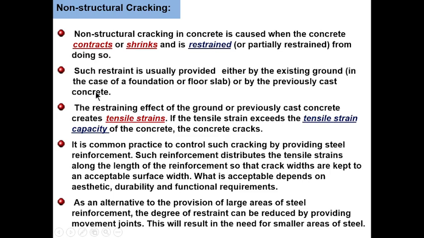So if you have a concrete wall that is already hardened and you are casting more concrete against it, the hardened wall cannot move. So when the new concrete wants to shrink, the other one is restraining it, and you start having non-structural cracking. The restraining effect of the ground or previously cast concrete creates tensile strain. If the tensile strain exceeds the tensile strain capacity of the concrete, the concrete will crack.